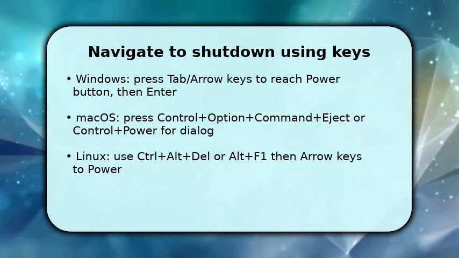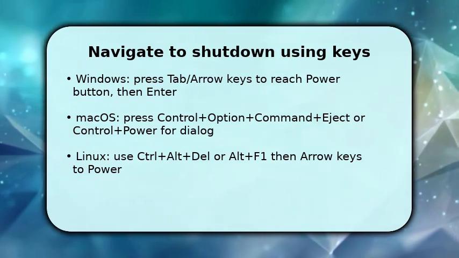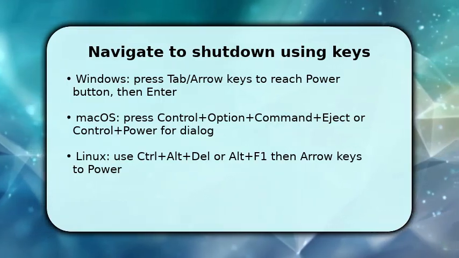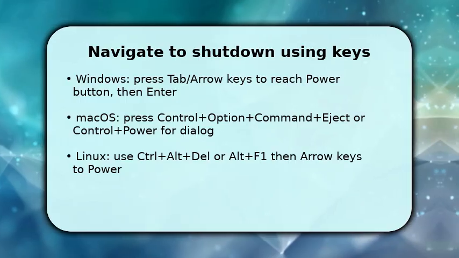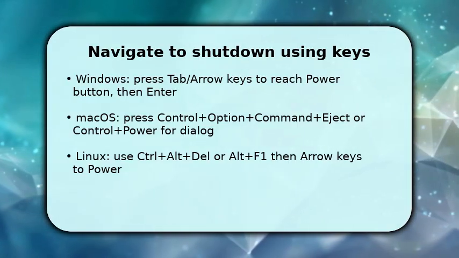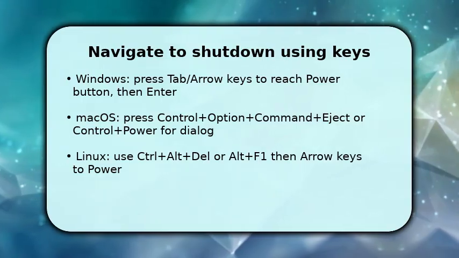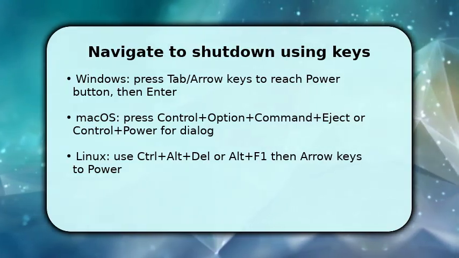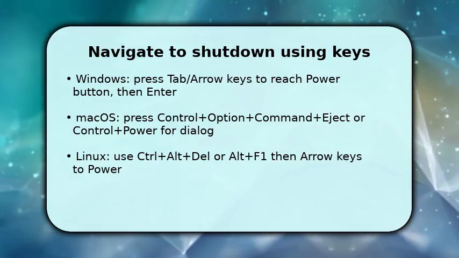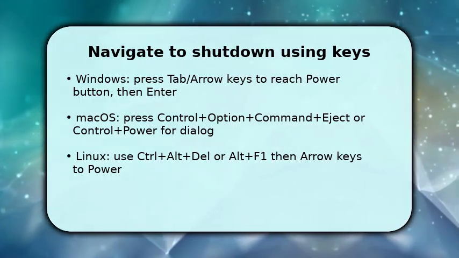Now execute the middle steps to select the shutdown action using only keys. On Windows, press Tab or the arrow keys from Start to reach the power icon, then press Enter to open options and use arrow plus Enter to choose Shutdown. On macOS, use Ctrl plus Option plus Command plus Eject, Ctrl plus Power, or set a custom hotkey. That brings up shutdown dialogues or immediate sleep.